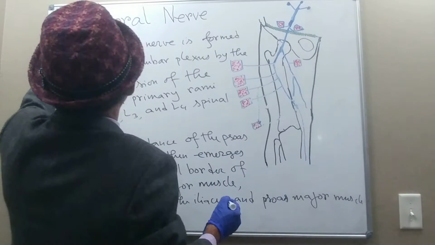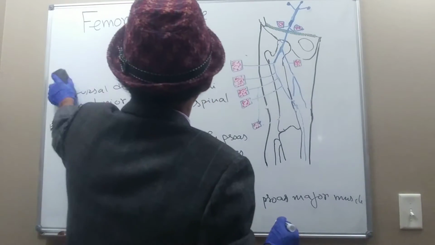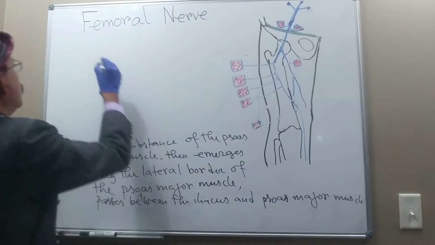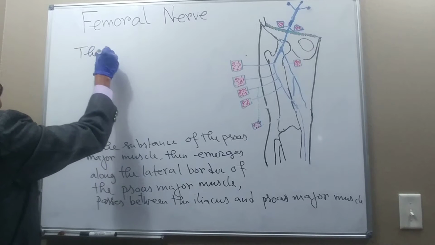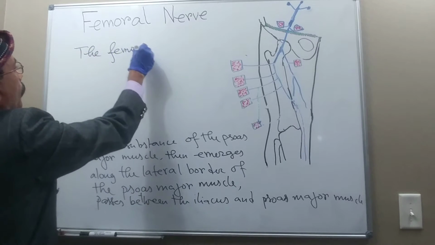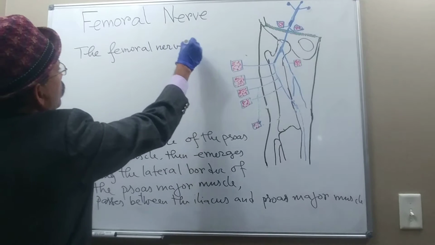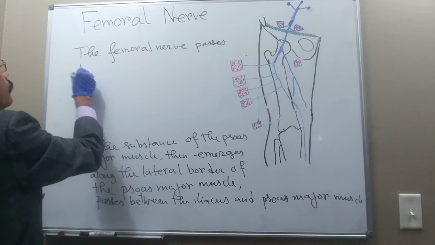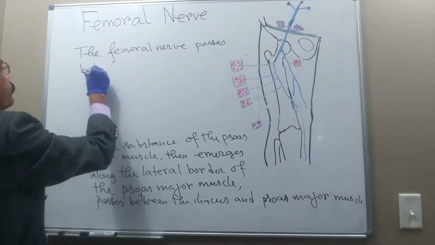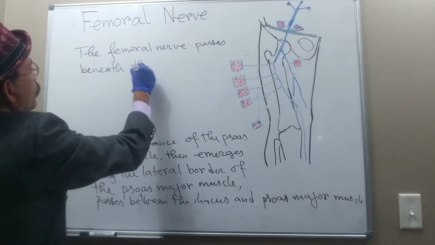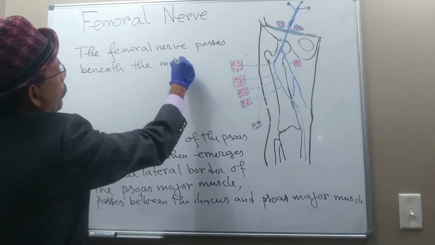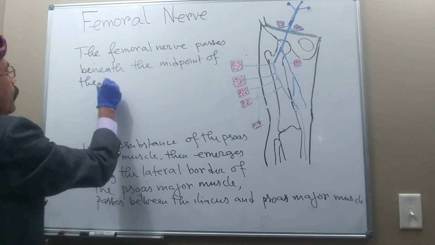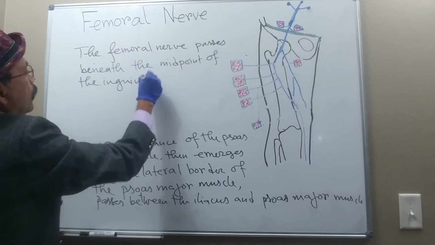Then the femoral nerve passes beneath the midpoint of the inguinal ligament.